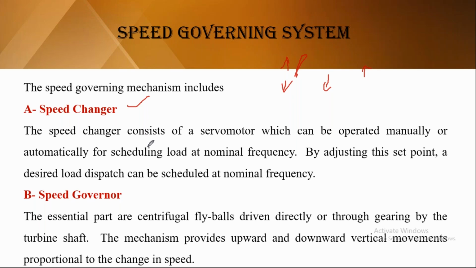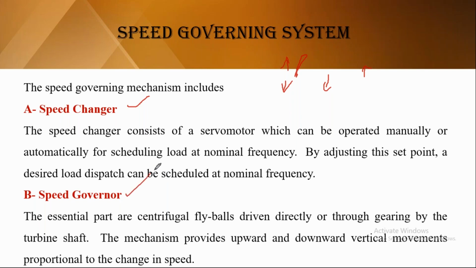Then the servo motor brings the speed changer based on our angle. Now, by adjusting the set point, a desired load dispatch can be scheduled at nominal frequency. Based on the speed changer position, we can control the frequency of the power generation. So the entire mechanism depends on that: what is the position of the speed changer with respect to the load demand? That is the thing we have to mention here.